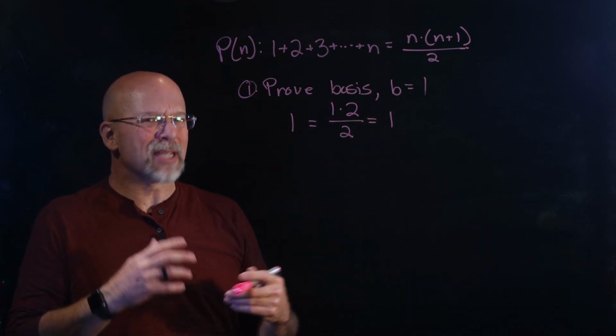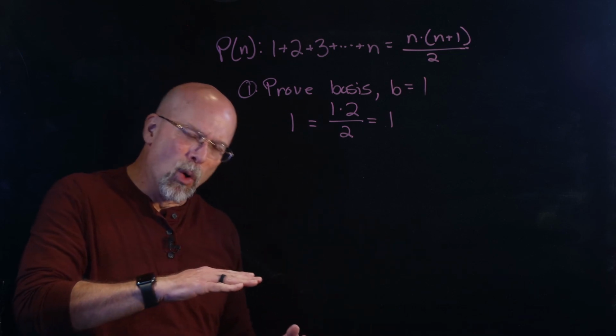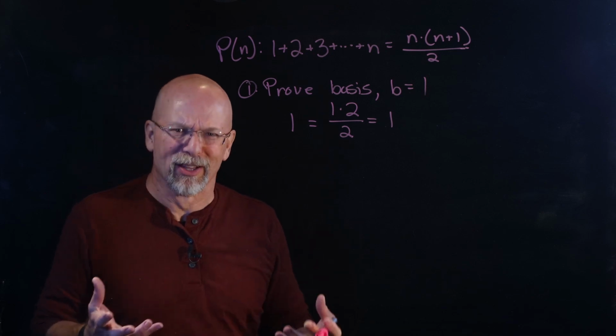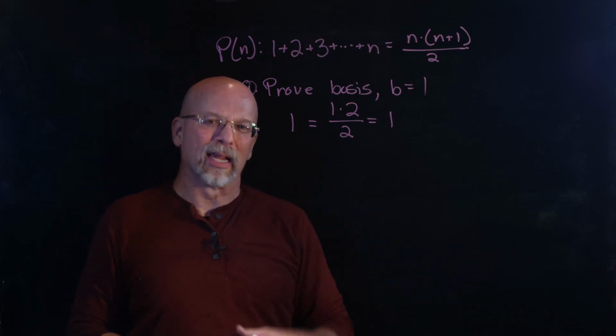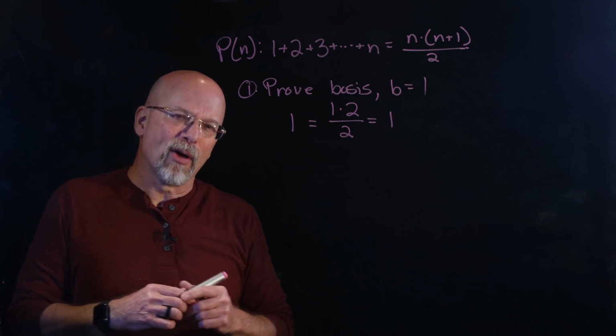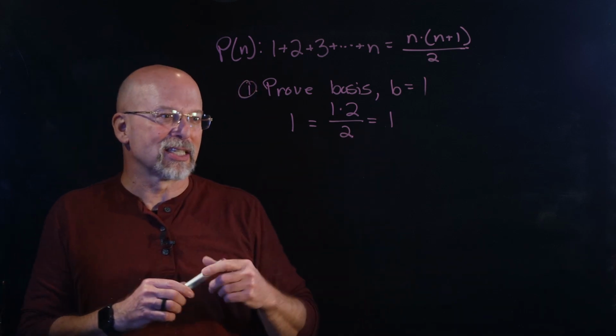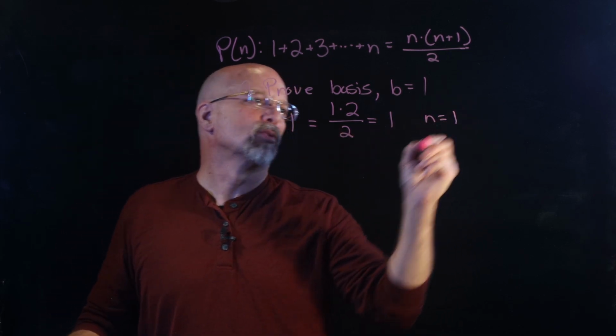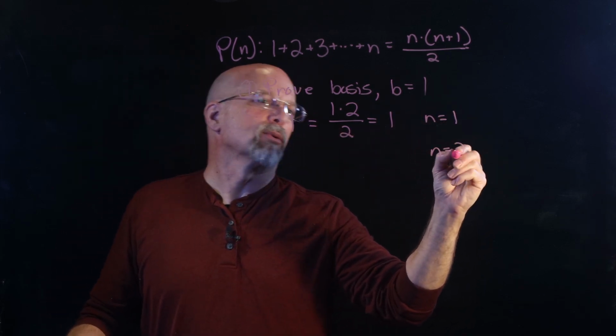But you know, sometimes I like to prove it for a few more just to make myself feel a little bit better to see, oh yeah, this is working. But it also gives me a better feel for how I'm going to do the second part of the proof. So let's go ahead and prove it. This was for n equals 1. Let's figure out what it is for n equals 2.